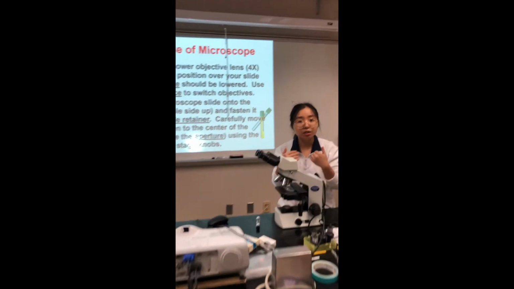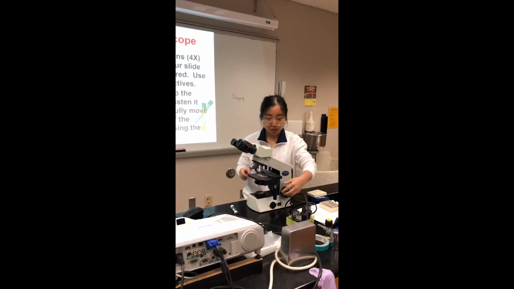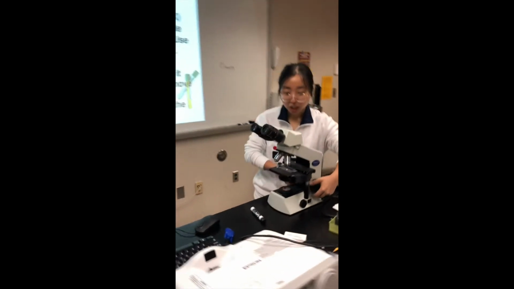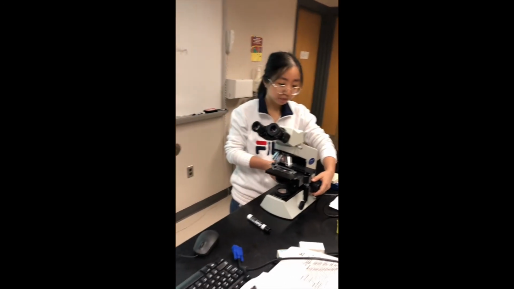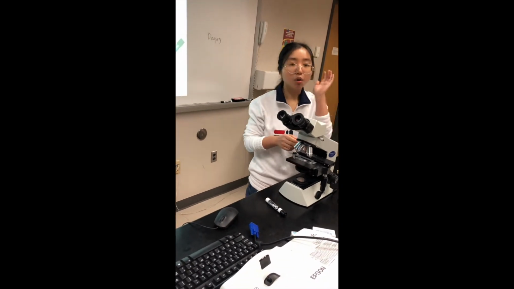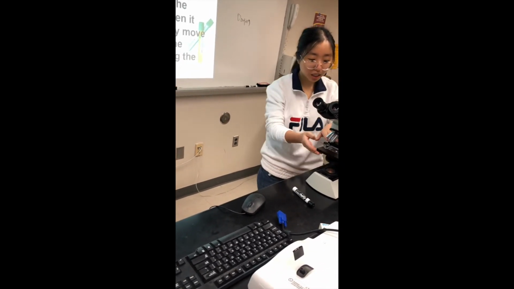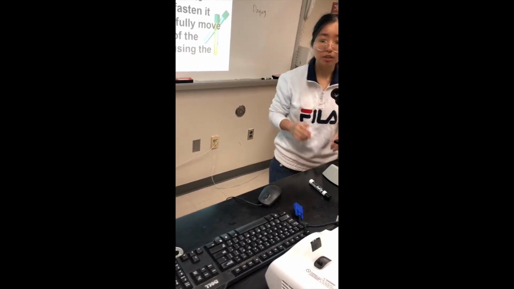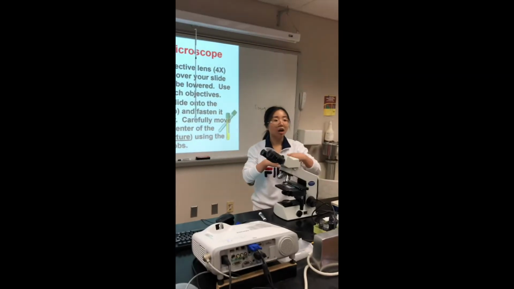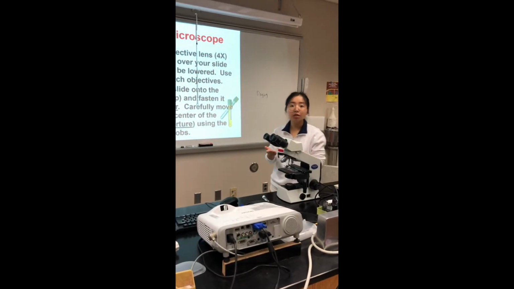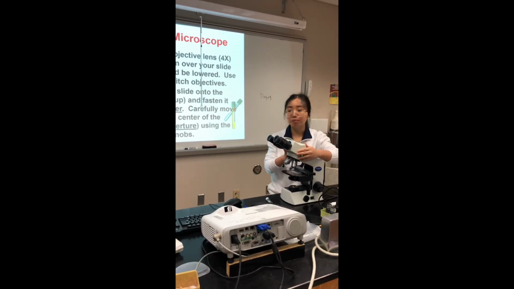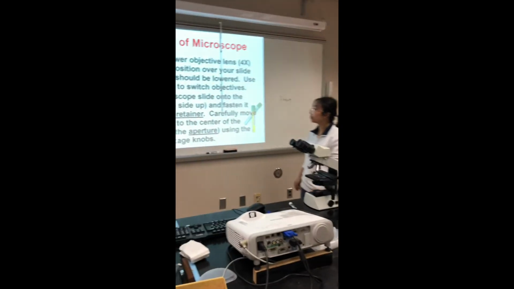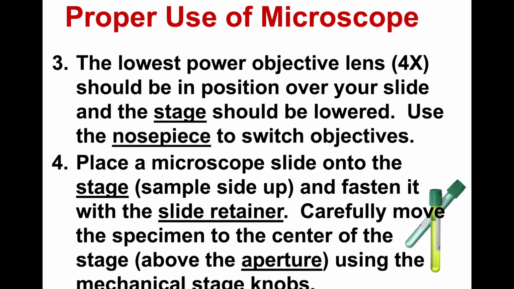When you finish using the microscope, you need to have the 4 times in position and have the stage in its lowest position. So the stage would be this, using the coarse focus to adjust the stage to its lowest position. So this would be the beginning or start of using your microscope, and when you finish, at the end of using the microscope, put everything in its original place. So let's have a look.